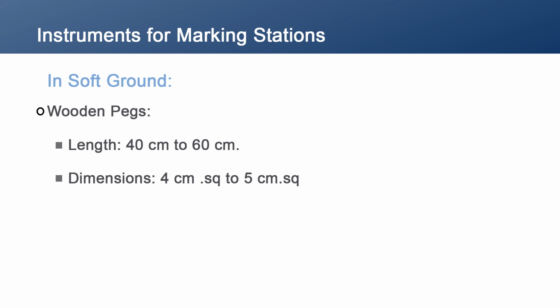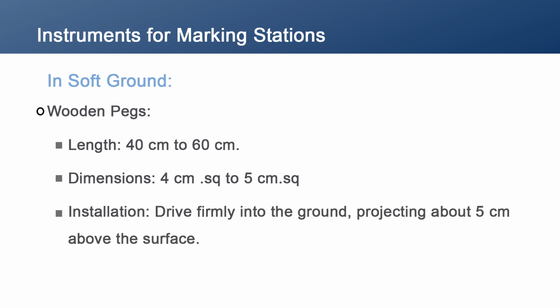Now let us understand the instruments used for marking the survey stations. When you are working in soft ground, wooden pegs are the way to go. These pegs are usually 40 to 60 cm long and about 4 to 5 cm square. Drive them into the ground so they stick out about 5 cm above the surface.